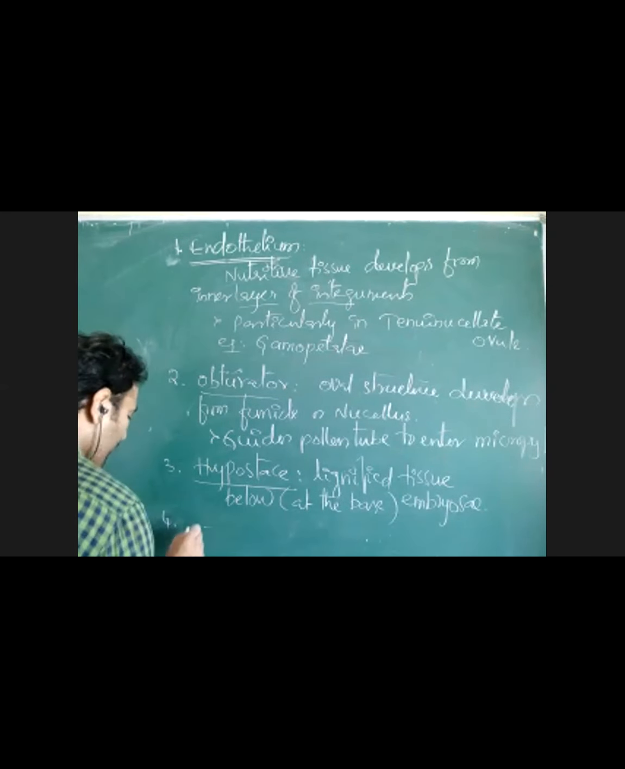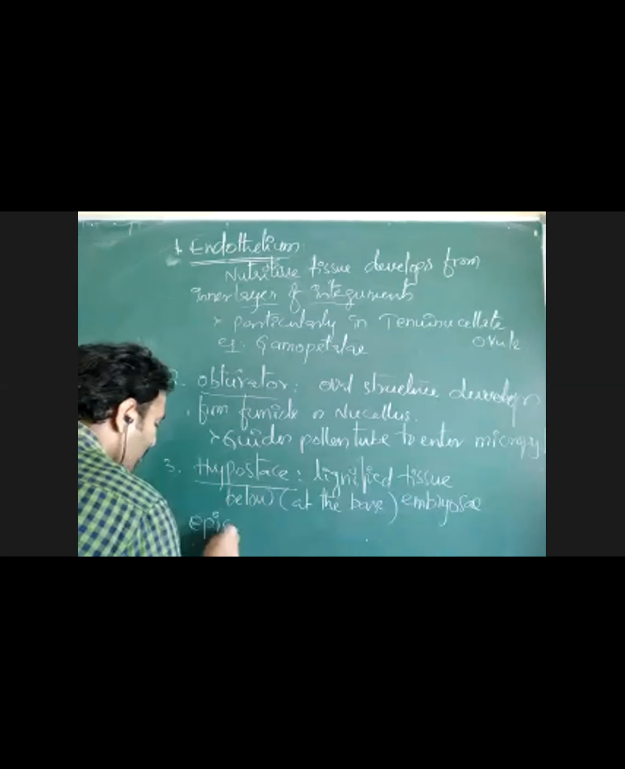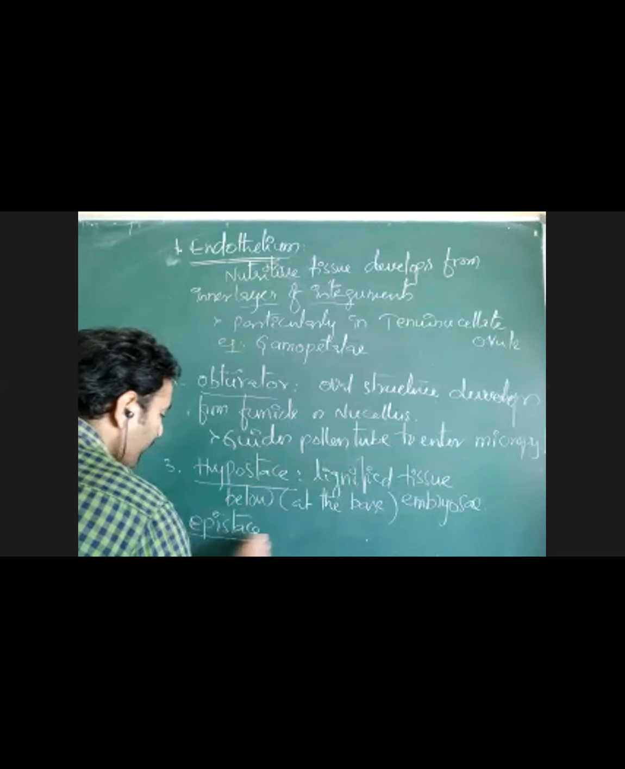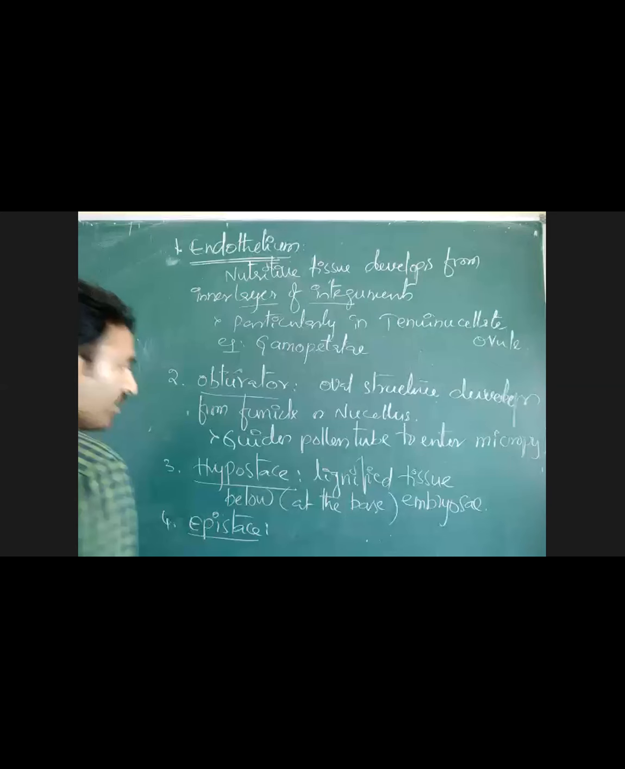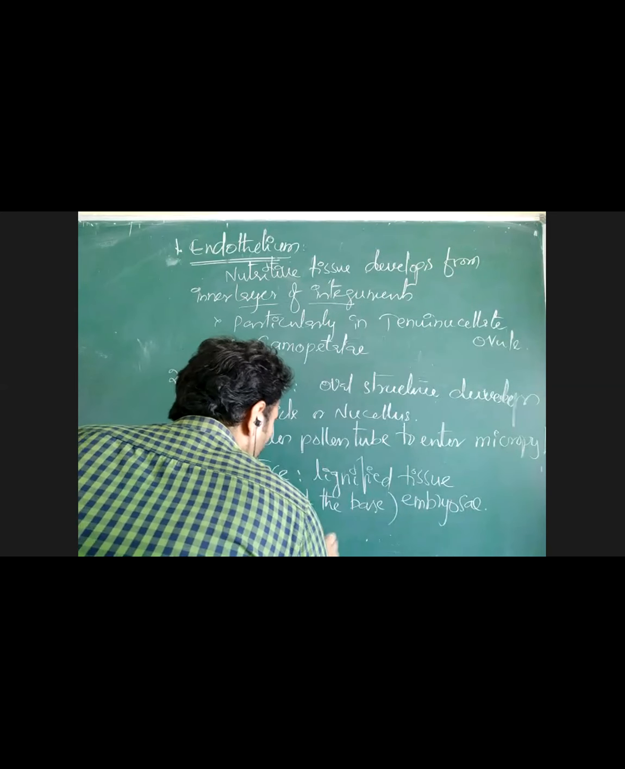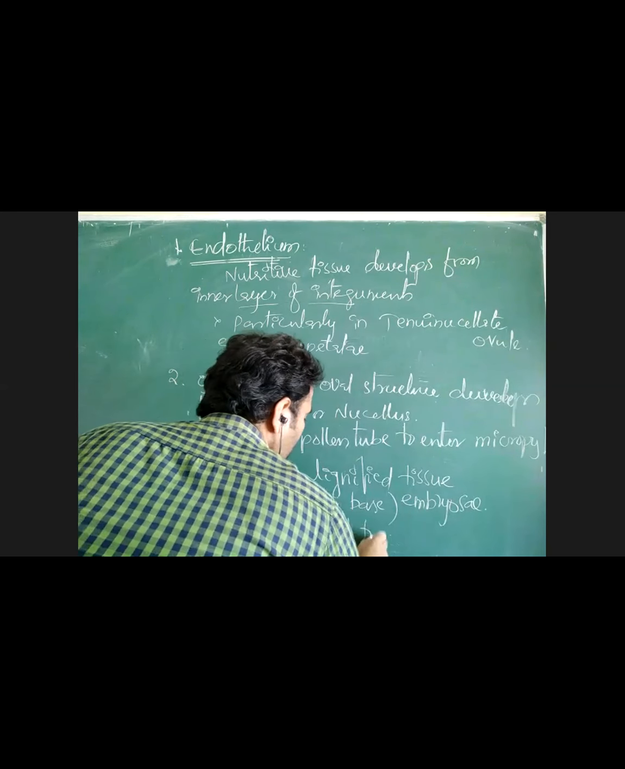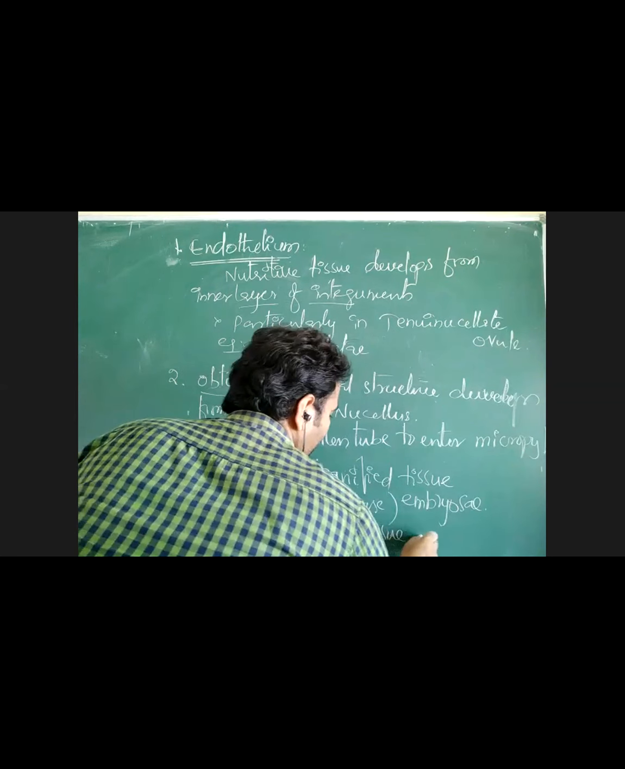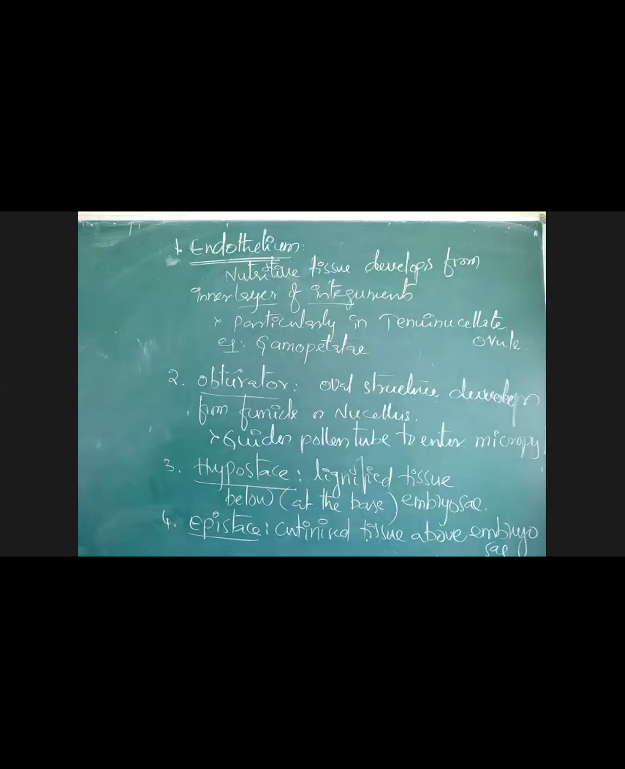And there is another tissue called epistase. This epistase is a cutinized tissue above the embryo sac. Above the embryo sac, there is development of a cutinized tissue that is called epistase. Okay, see the functions now.